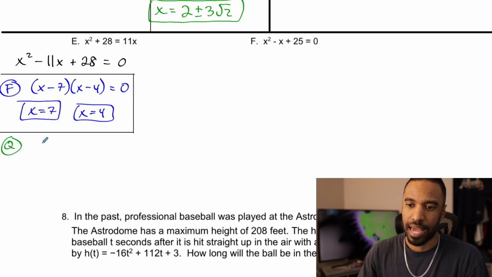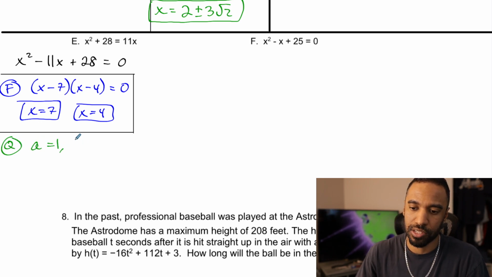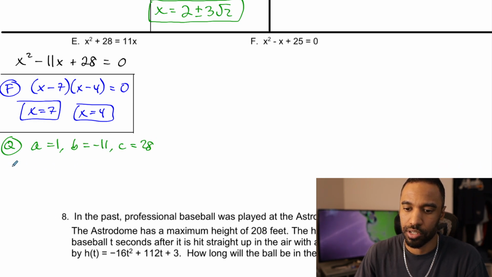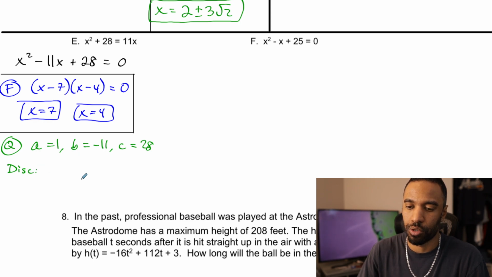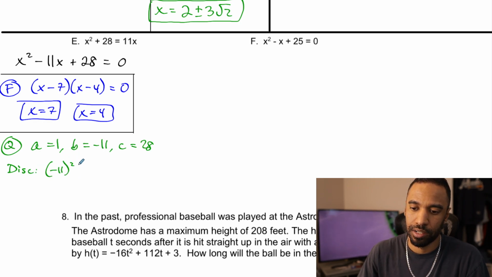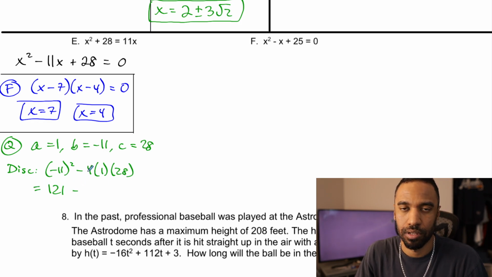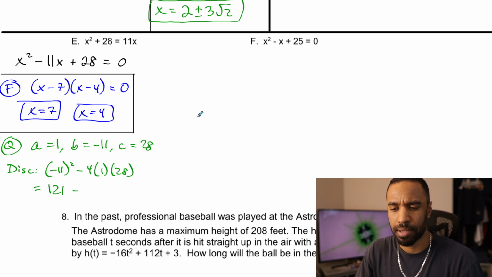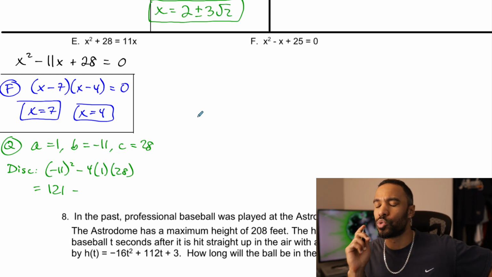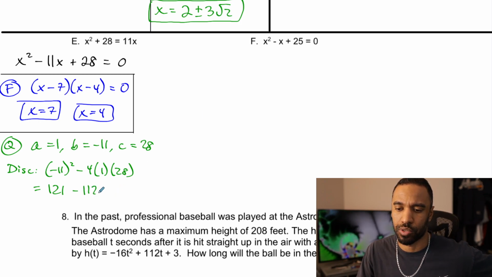Quadratic formula, we get a is 1, b is negative 11, and c is 28. So the discriminant will be b squared minus 4ac. That's 121 minus 30. Wait, is that right? Did I do everything right there? 4 times 20, 4 times 30. Oh, it's 120. Okay, that's fine. It's minus 112 then. Minus 112, which is 9.